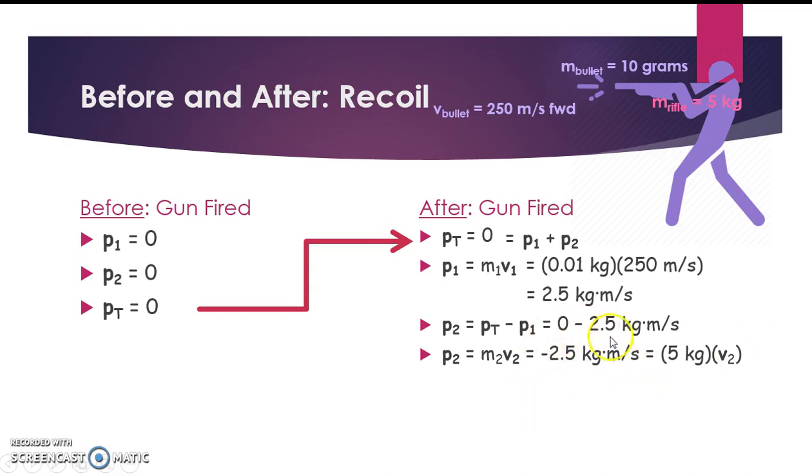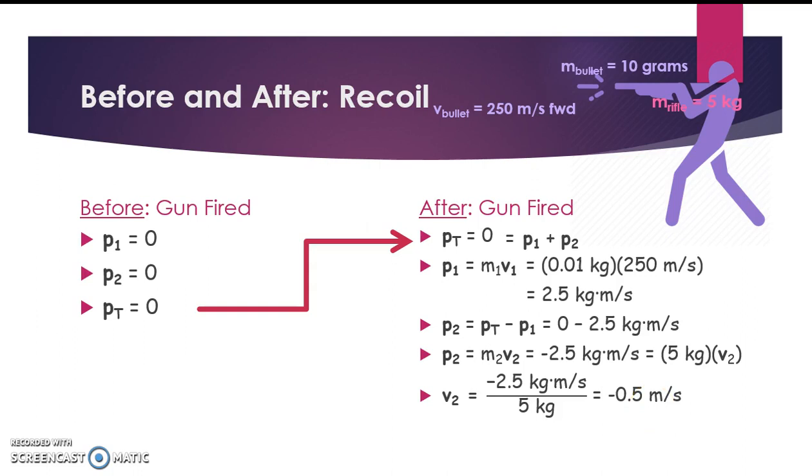What does negative 2.5 kilograms meters per second of momentum look like? Well, we have the mass. We want to know the velocity. So divide out by that 5 kilogram mass, which is quite heavy for a rifle, and see what you get for V2. If you've got negative 0.5 meters per second, you're in good shape.